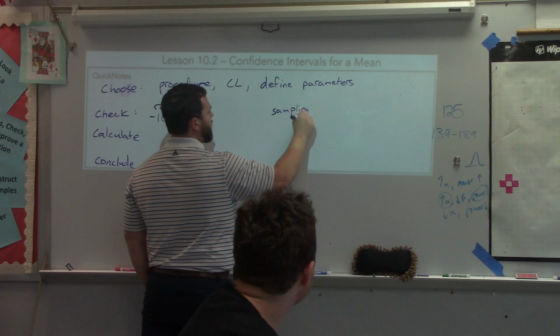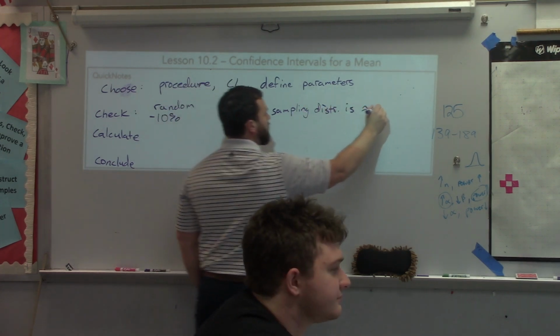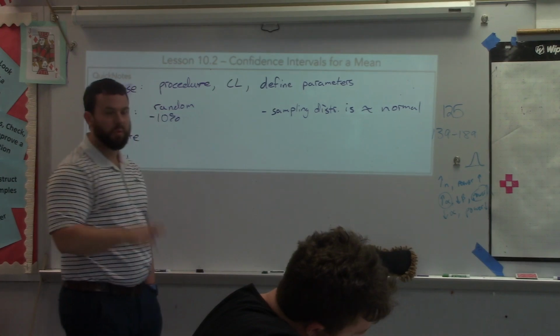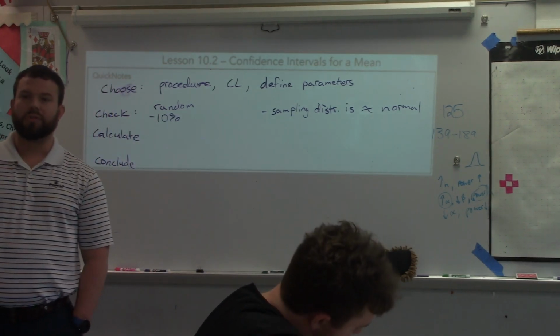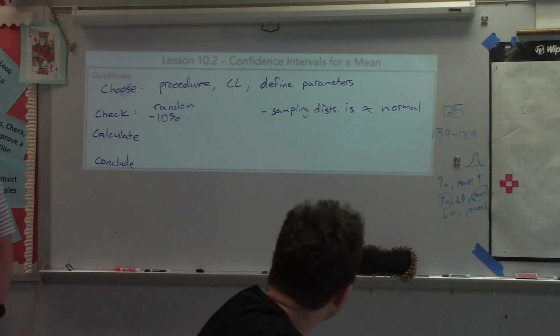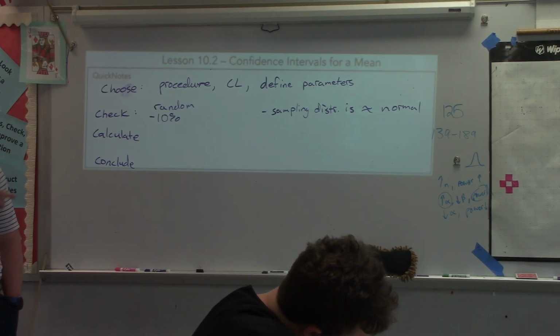The sampling distribution is approximately normal. Remember with proportions, there was only one way to check that. With proportions, you had to check the what? Large counts condition, okay? But with means, there's a few different ways. If the population is approximately normal, the sampling distribution is approximately normal. Don't you dare call something normal. It's approximately normal, okay?